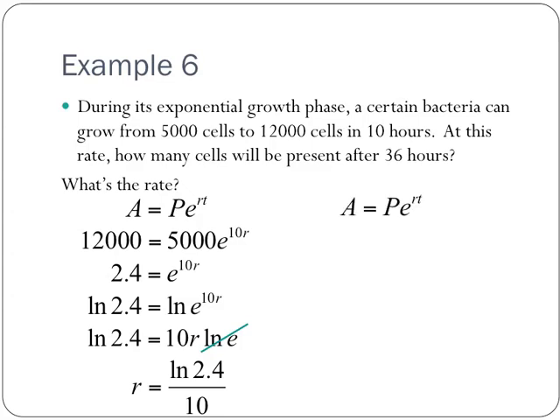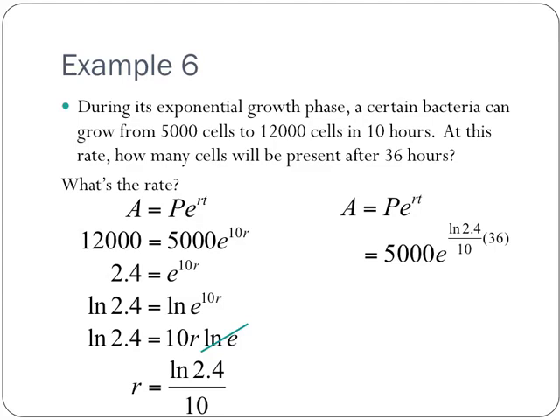So now we go back to this equation and we want to know how many cells will be present after 36 hours. So we're still starting with 5,000 cells. We know after 10 hours it's 12,000 cells, but we want to know how many cells will be present after 36 hours. So this is going to be 5,000 times e to the, and then we'll plug in the rate that we just found, and then multiply that by 36.